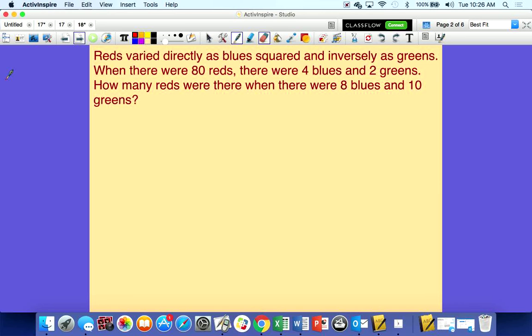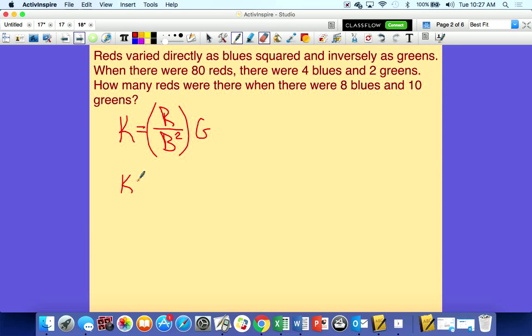Next one. Reds vary directly as blues squared and inversely as greens. Now this is a direct variation and an inverse variation, so that means we have a joint variation here. So we have to find our K value. And this is another one where you can just do it just as it's written here. Reds vary directly, that means divide, because it starts with the same letter, as blues squared, and inversely means multiply. So there's our equation, and then we just start throwing stuff in here.